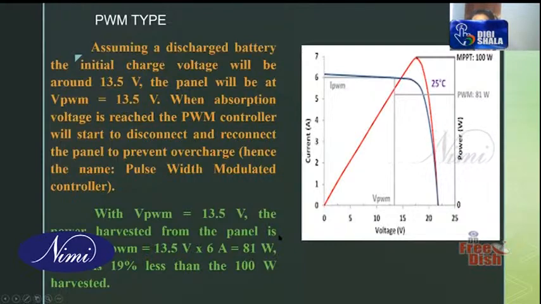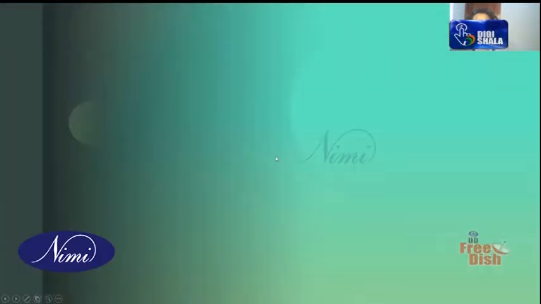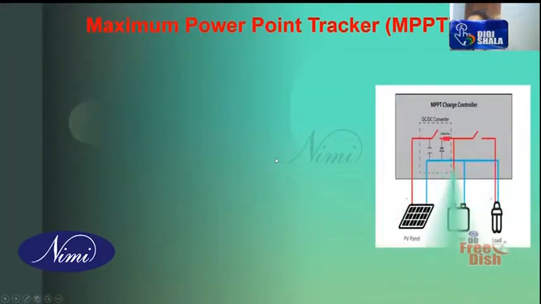Why does this happen? Because the maximum power point is not tracked. The voltage is set, you are at 13.5 volt here, and the corresponding current is 6 ampere. If it accepts 13.5 volt, you can take 6 ampere current. So 13.5 into 6 is 81 watt. You are getting only 81 watt, so your battery charging is comparatively less than the MPPT type charge controller. Now let us see what is happening in the MPPT type.